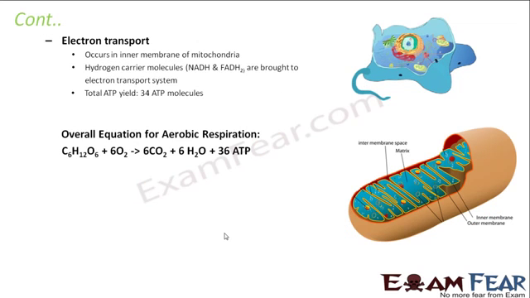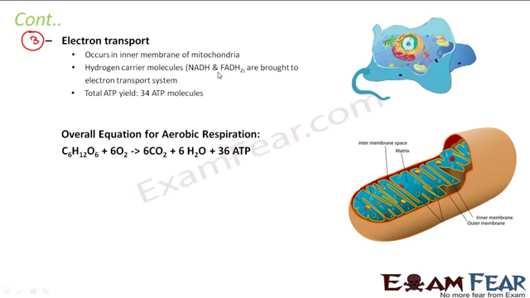The third step is electron transport. What do I mean by electron transport? This process takes place in the inner membrane of mitochondria, that means in this membrane, the yellow colored structure. What happens here? The hydrogen carrier molecules which were produced in the previous step. What are those hydrogen carrier molecules? They were NADH and FADH2. A lot of NADH molecules are produced.